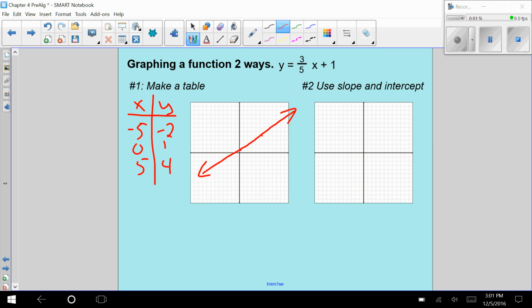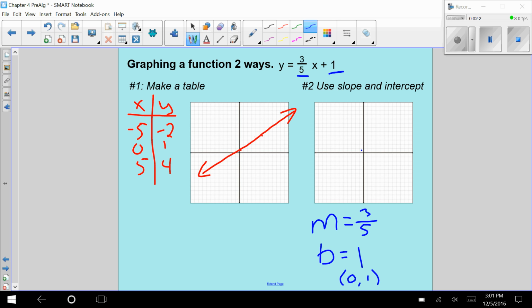When I use slope and intercept, I first identify the slope. We just label it as m now. Whatever's in front of the x, it is 3/5. Then I identify my b, which is my y-intercept. That's whatever is plus or minus on the end. So it's 1. So we start by plotting at 0, 1, because y-intercept is 0 for x, 1 for y. So we make our point there.